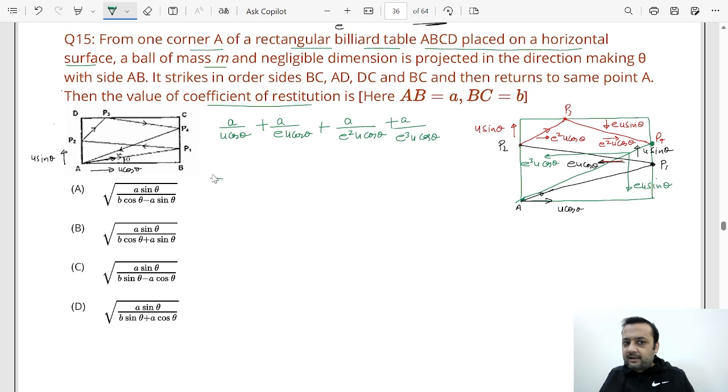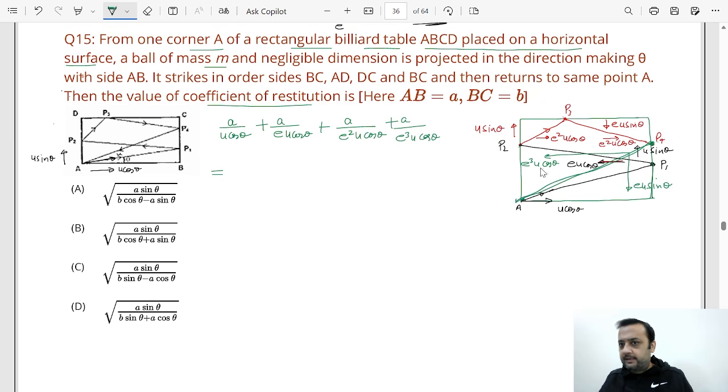Now we can write this same time using the y-axis also. Look, in the y-axis, the ball goes up and down. From A to P1, this is the y motion. P1 to P2, this is the y motion. P2 to P3, this is the y motion. Then it has reached up. And now from P3 to P4, this is the y motion.